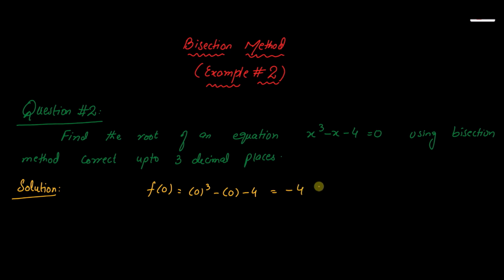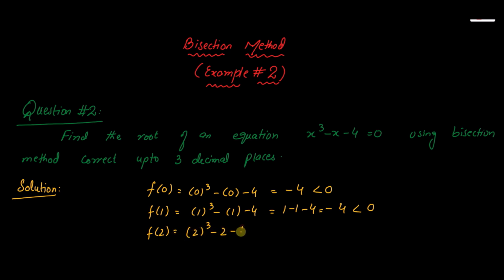So I'll get negative 4, that is less than 0. Next, I'm going to substitute 1. So if I put 1, I will get 1 minus 1 minus 4, so I will get negative 4. Again, this is less than 0. Now it means that we cannot choose the interval 0 and 1 because both give a negative sign. So we need to go for 2. If I substitute 2, 2 cubed minus 2 minus 4, I get 8 minus 2 minus 4, which equals 2, that is greater than 0.